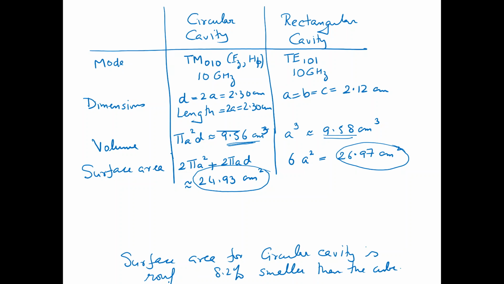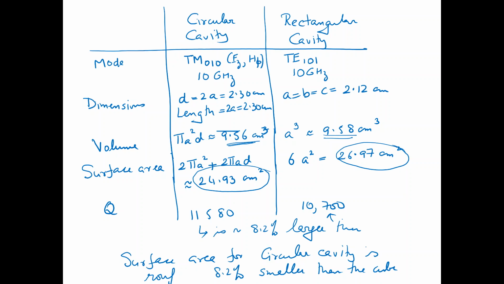And because of that, you have your Q. If you look at the Q numbers, it is 11580, and this number was 10700, and this Q is roughly 8.2% larger than the Q over here. So again, there's nothing surprising about it, because that surface area comes into the equation of the resistances of the total loss, J squared into area. The surface area of the cylinder is smaller, and thus its Q is correspondingly larger.